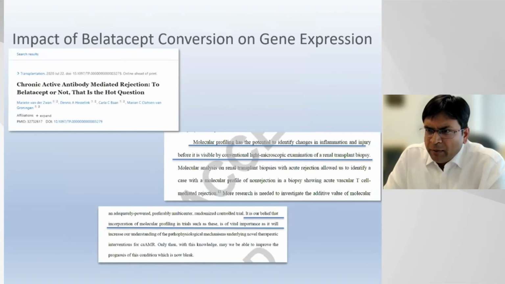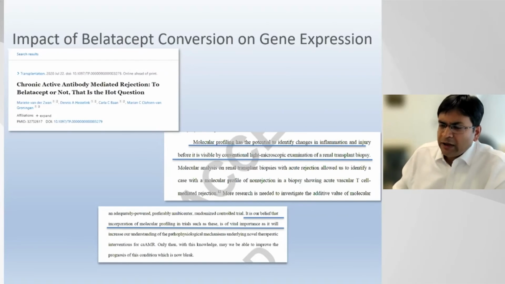An editorial which accompanied this paper in Transplantation discussed and suggested that molecular profiling has the potential to identify changes in inflammation and injury before it is visible by conventional light microscopic examination of renal transplant biopsy. And the authors further said, it is our belief that incorporation of molecular profiling in trials such as these is of vital importance. And indeed, that's already happened.